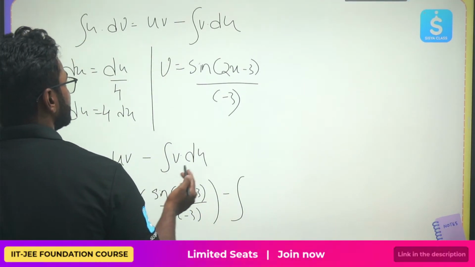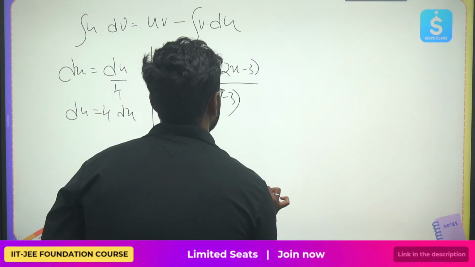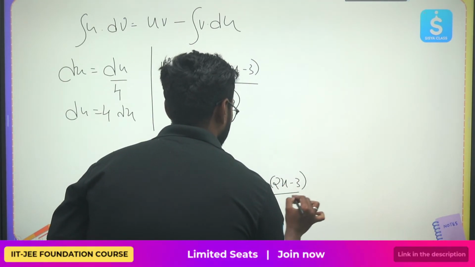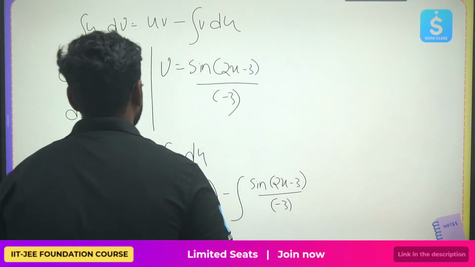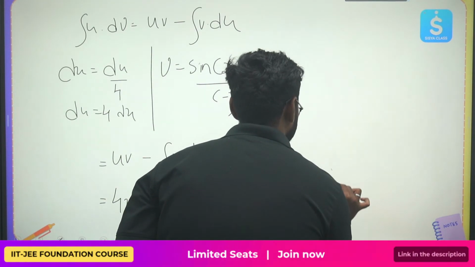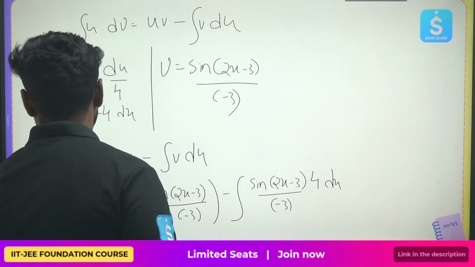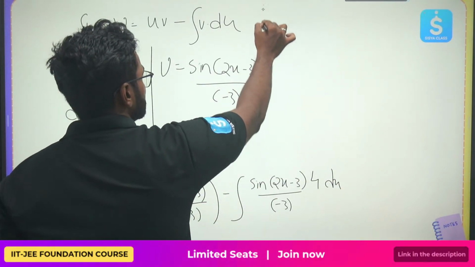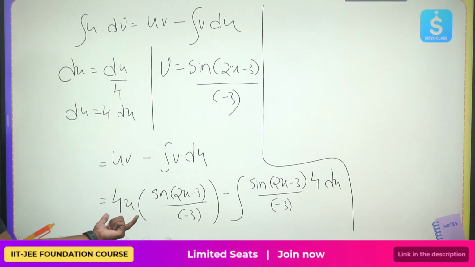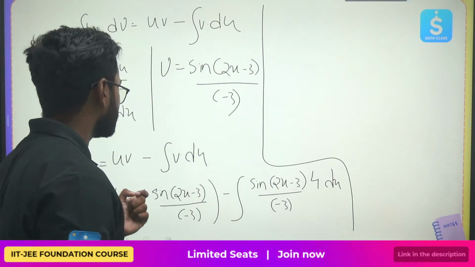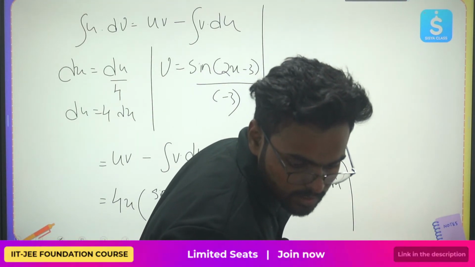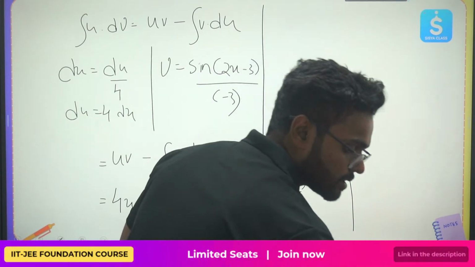What do we have as v? We have the same v, sin(2 minus 3x) by minus 3, and du as 4 dx. Okay, let me solve this. This is minus 4 by 3 x into sin(2 minus 3x), and the other part is 4 by 3 integral of sin(2 minus 3x) dx.